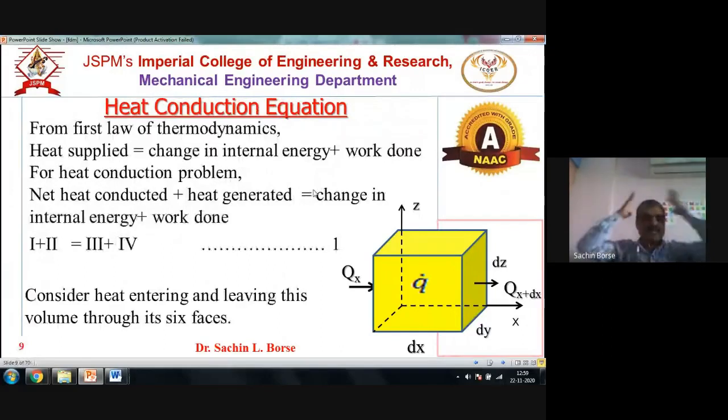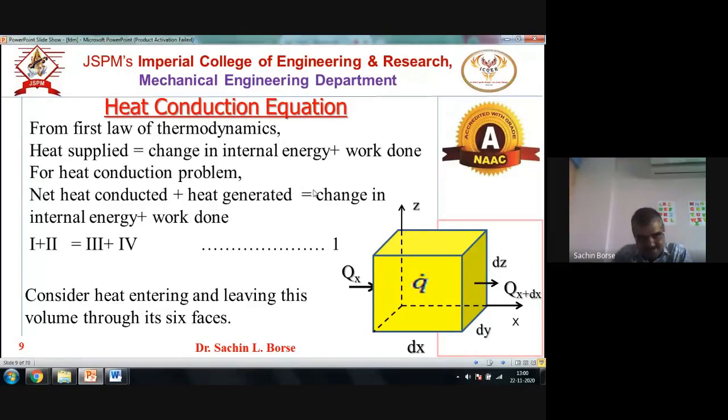Slide number 9. Now, as I mentioned, the basis for deriving this equation is the first law of thermodynamics. For the first law of thermodynamics, there are two mathematical equations. One is for a process and one is for a cycle. You know this very well. Now here it is not a cycle, it is a process. So we'll use that mathematical equation of the first law of thermodynamics.